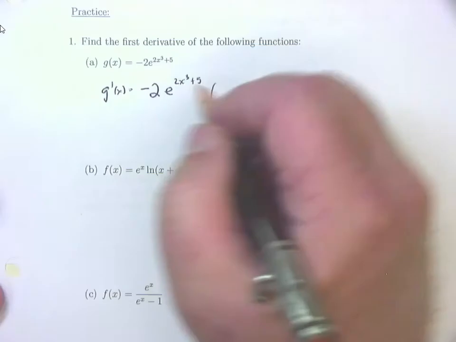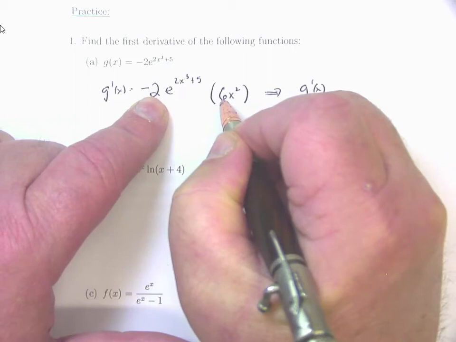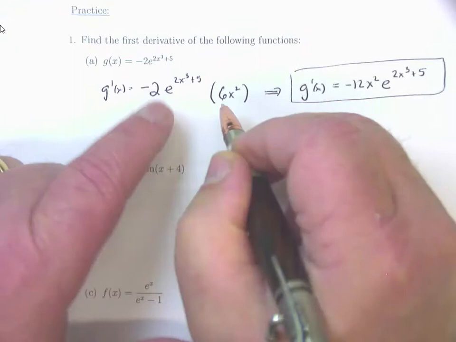And again, to clean it up, to make it a little nicer, you can put your constants together. Negative 2 times 6 is negative 12 x squared, just putting those two terms together, times this e to the 2x cubed plus 5. There's a cleaned up version of your answer, but if you type in send to halt, you're good to go. Take a look at the next guy.